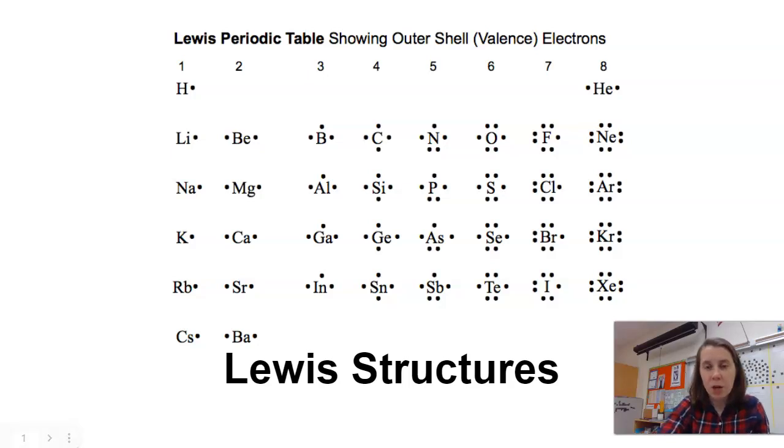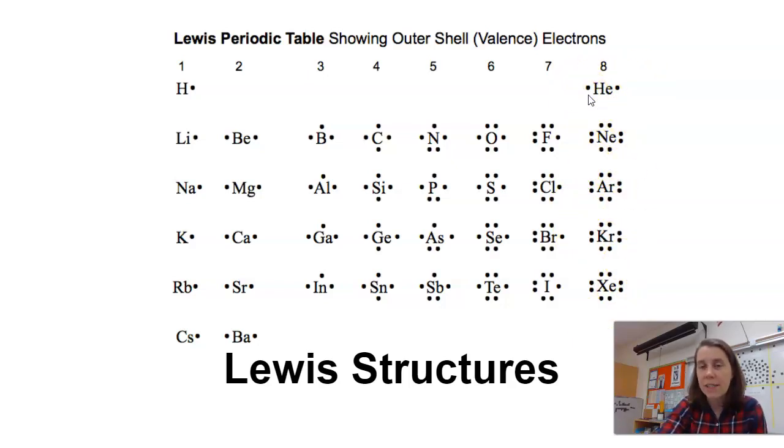Hello, today I'm going to talk to you about Lewis structures. What I've shown here is a Lewis dot structure for every element in groups 1A through 8A, so there are no transition metals here. What you'll see is that there's one dot on every element in the first column, 2 in every element in the second column, 3, 4, and so on until we get up to 8 for everything in column 8A, with the exception of helium.